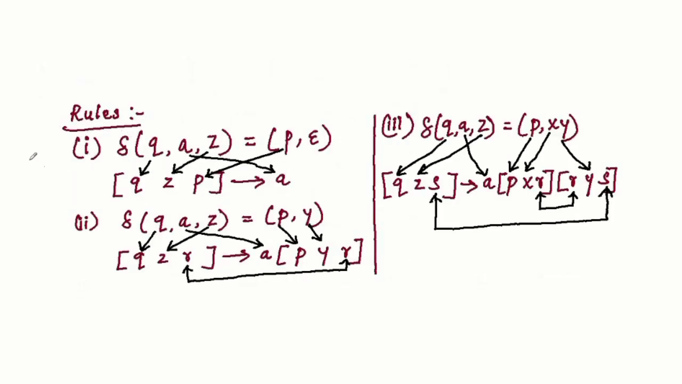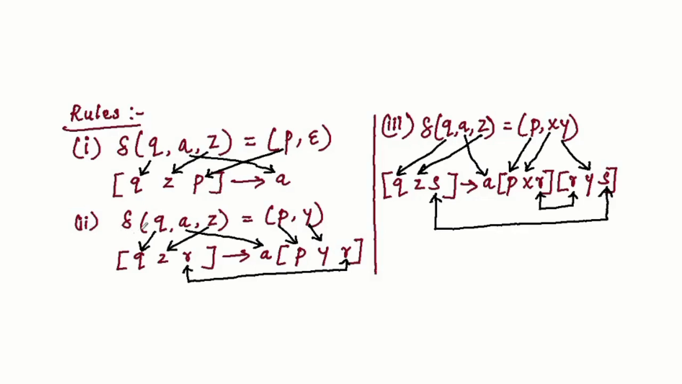Next, rules for converting a pushdown automata into a context-free grammar. It defines how transitions in a pushdown automata translate into production rules in a context-free grammar. In rule 1, if del of (Q, A, Z) equal to (P, epsilon), then the context-free grammar production is QZP tends to A. In this line, the PDA moves from state Q to state P on input symbol A by popping Z from the stack and pushing nothing, that is popping Z. Correspondingly, in the context-free grammar, the non-terminal QZP produces terminal A.